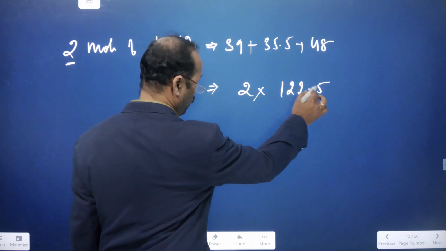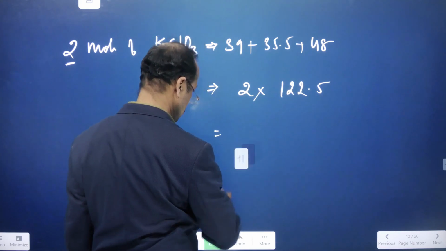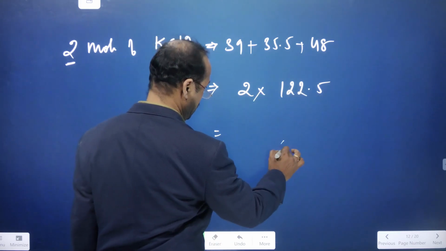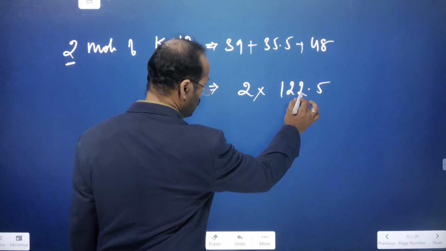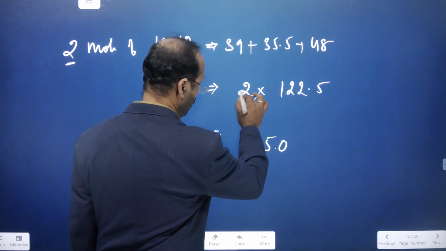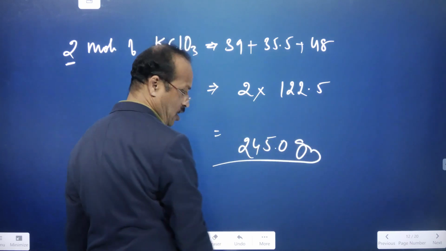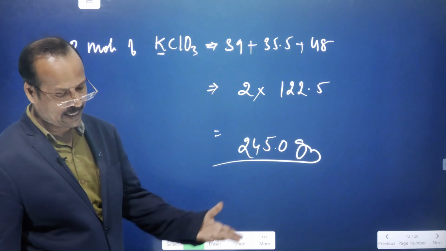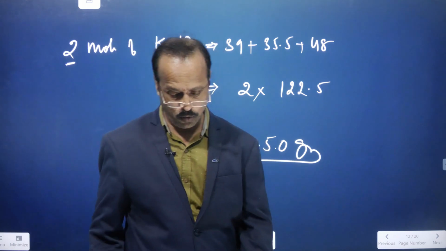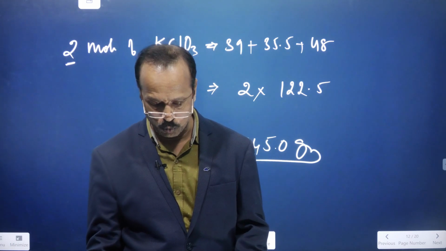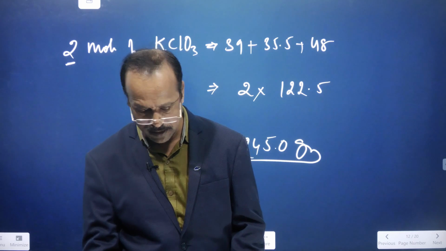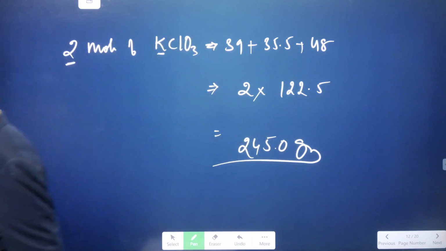2 5s are 10, 0. 2 2s are 4 plus 1 is 5. 2 2s are 4. 2 1s are 2. So 245 grams. The option is the second option. Okay, so we have completed 2 exercises. Right?